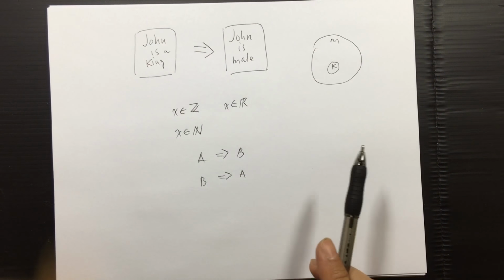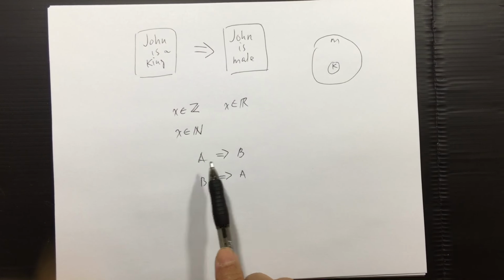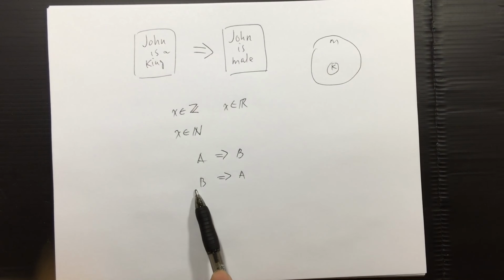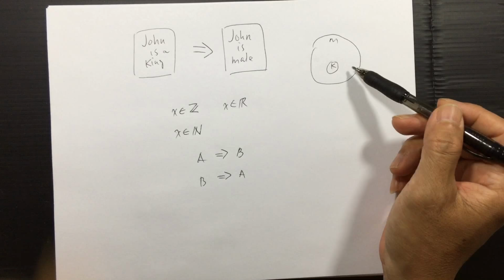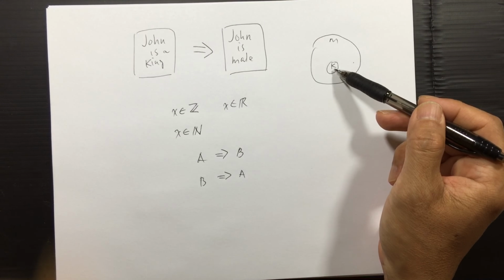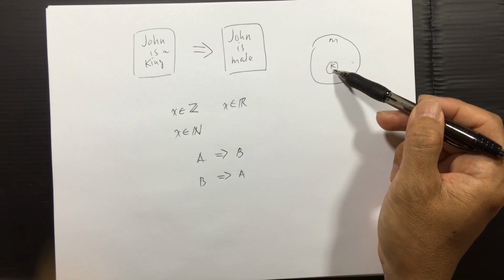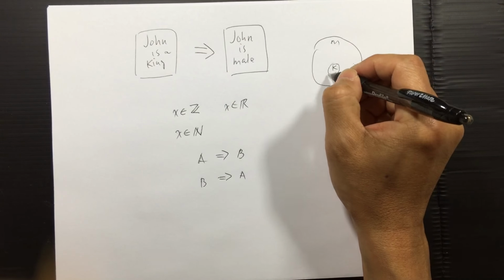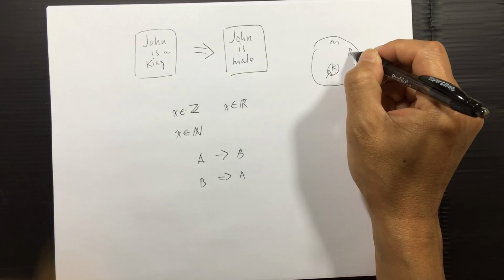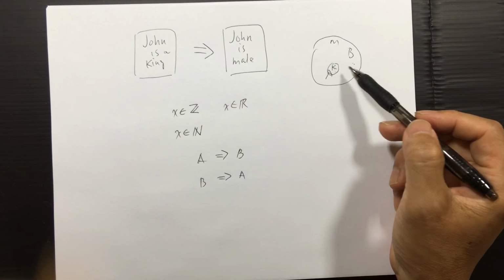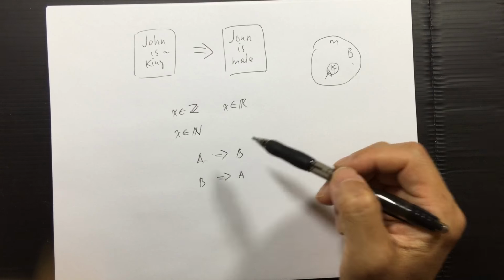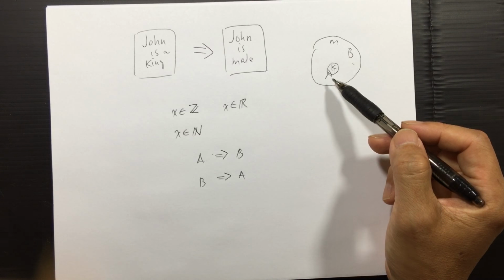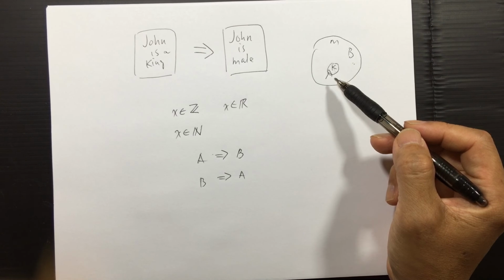Anyway, A is sufficient for B, right? B is definitely not sufficient. We saw that, right? An element in here is not in here, so you cannot say an element in B is an element in A. In this case, this is the A, this is the B. This element in A is definitely an element in B, so A can go to B, but B cannot go to A.